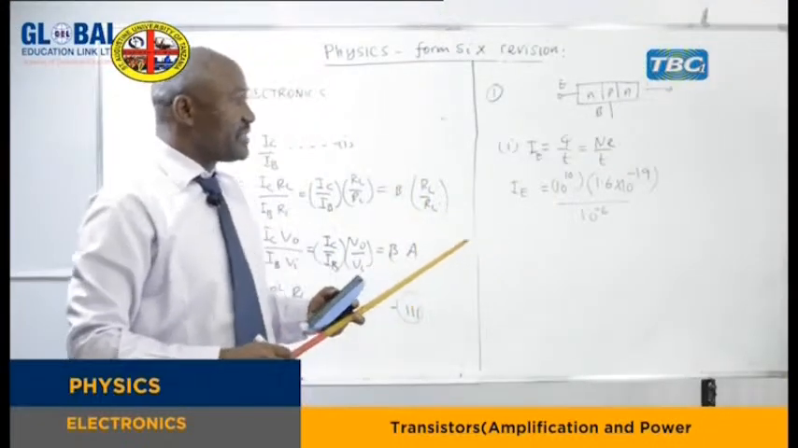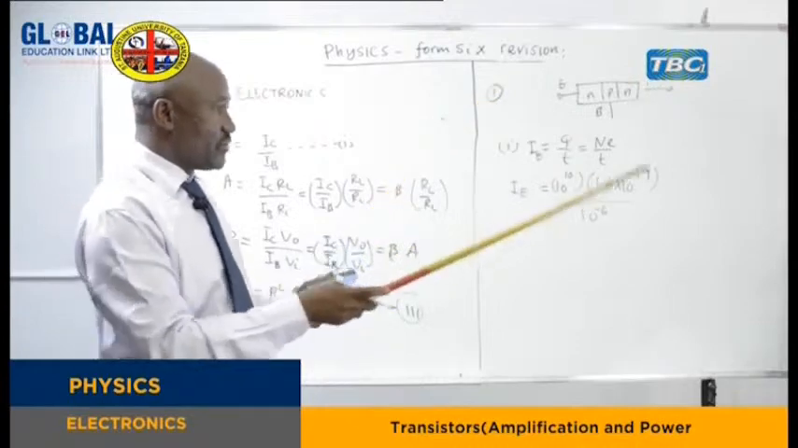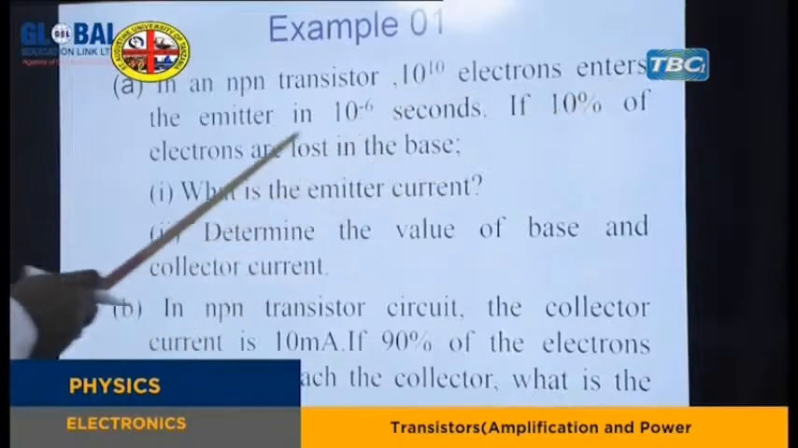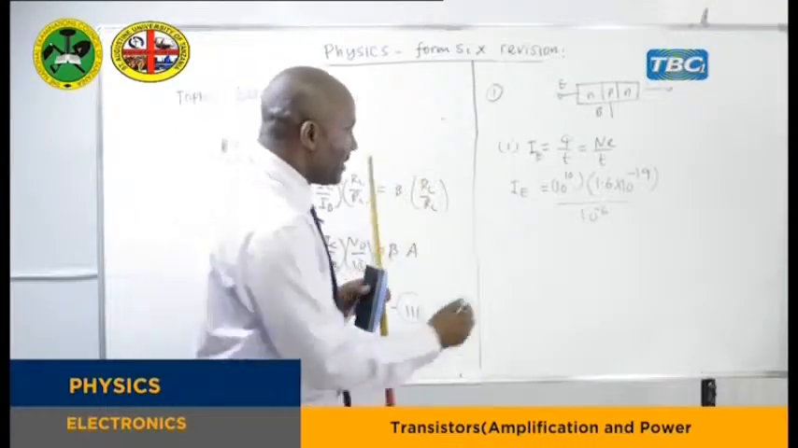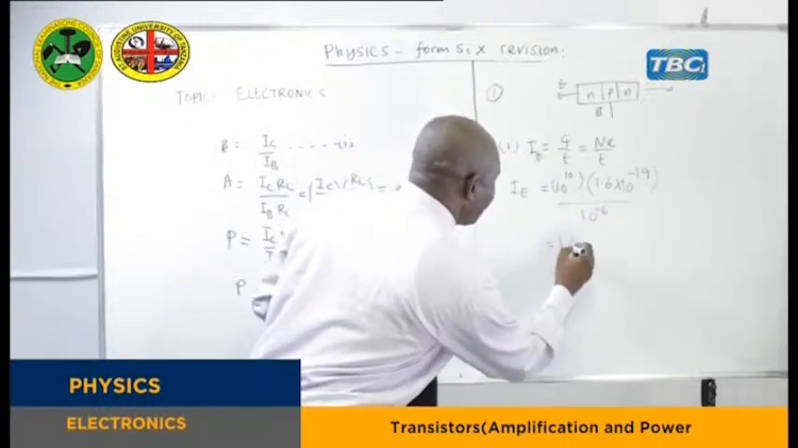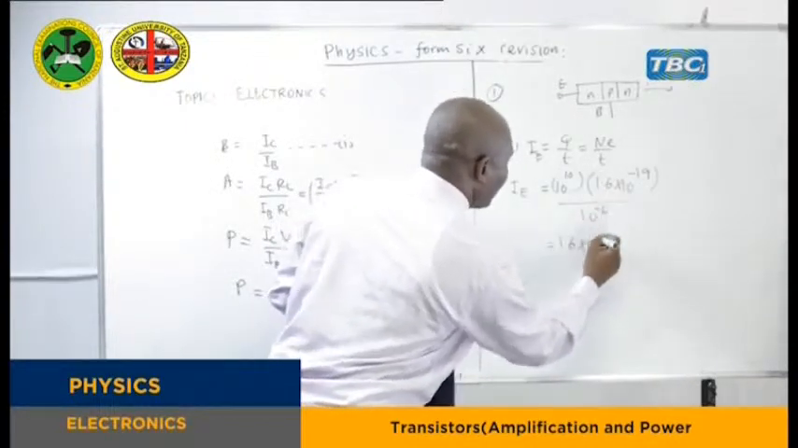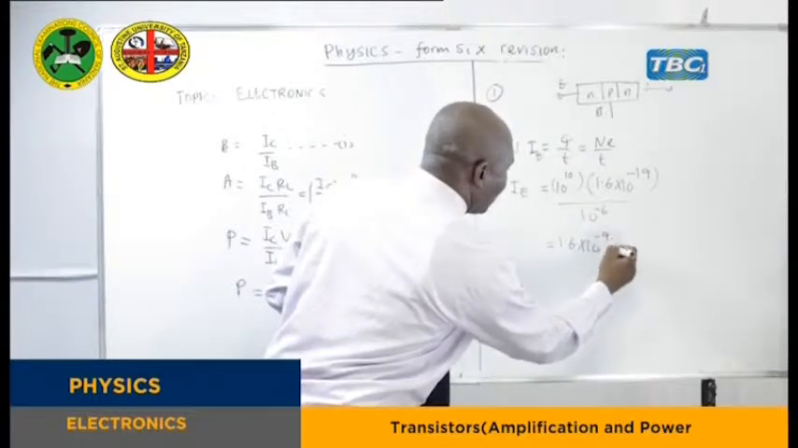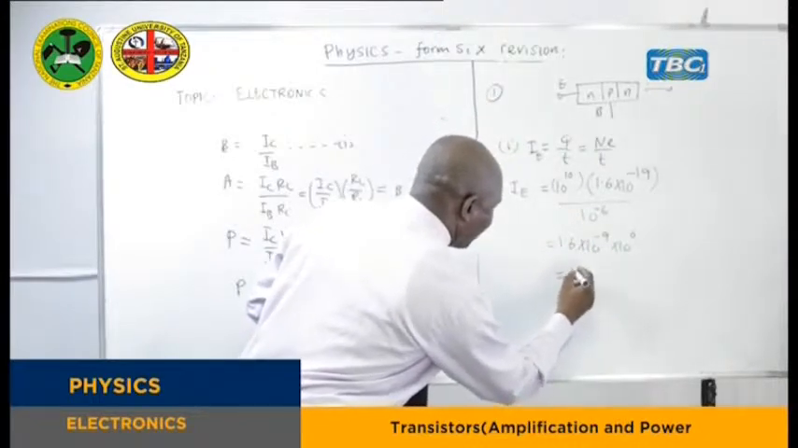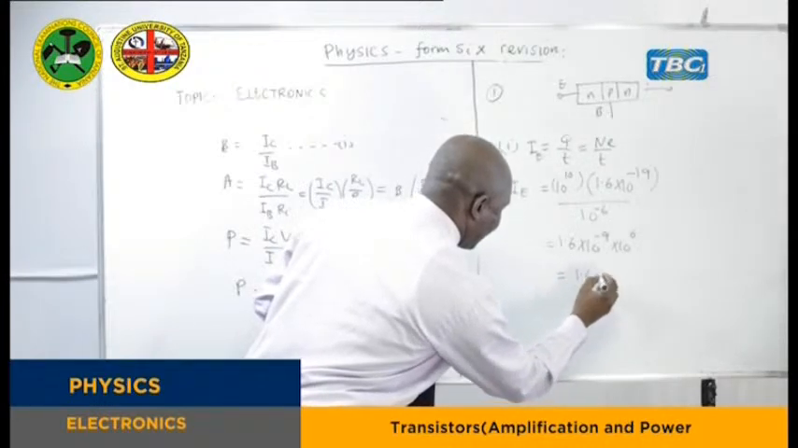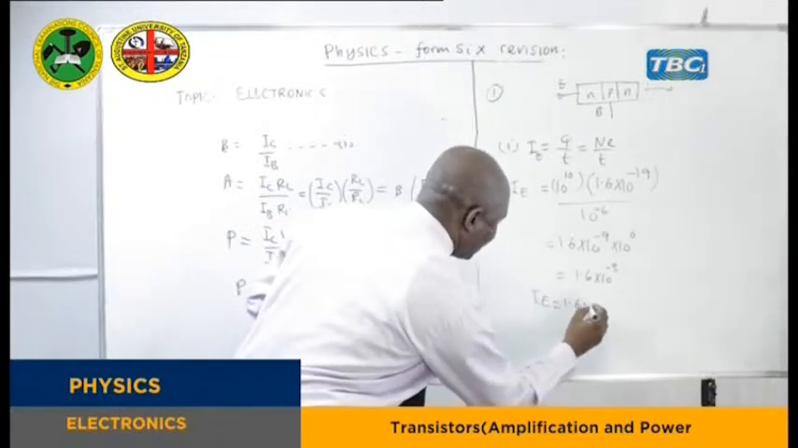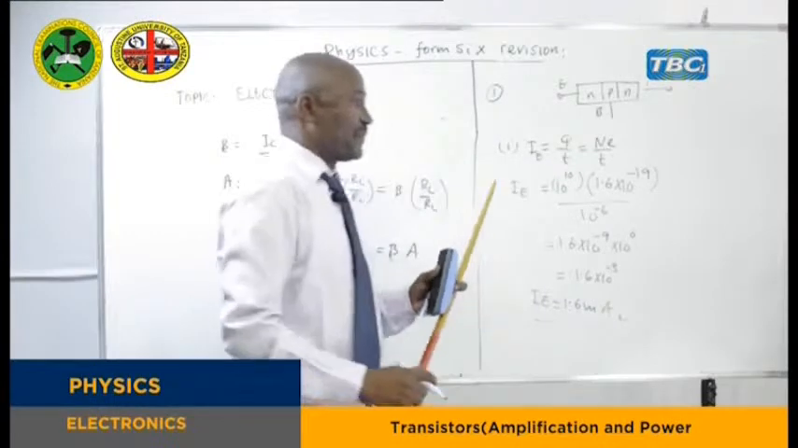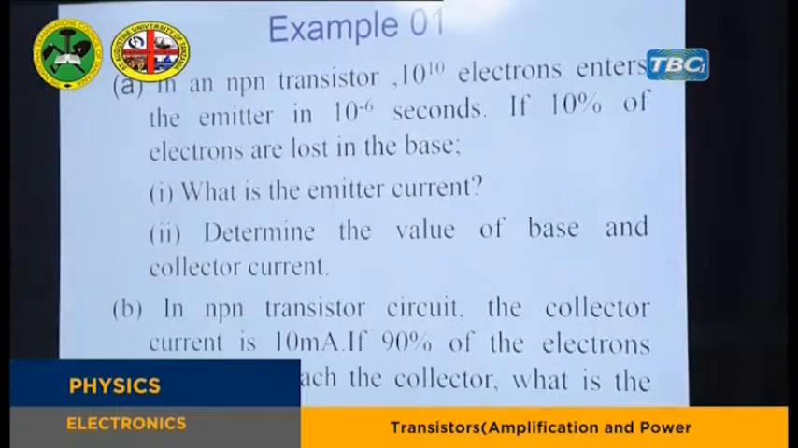Very interesting. So it means you may be given a question which is not direct. You should know by this statement, when the electrons enter in 10 power negative 6 seconds, it means here you can find the current. And if you make simplification here, this will be 1.6 times 10 power negative 9 over 10 power negative 6. So this will be given as 1.6 times 10 power negative 3. So the emitter current here is 1.6 milliampere. So you are told to find the emitter current. Very simple. You get those values from the information given.